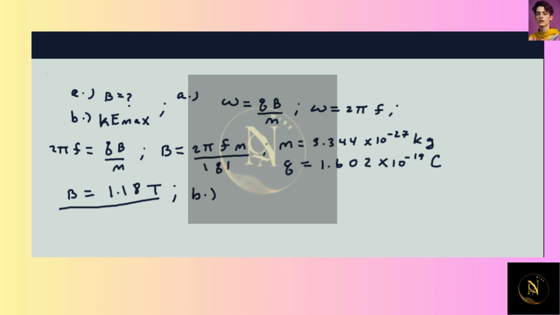Equation 44.8 tells me that K max is equal to q squared B squared R squared divided by 2M. We have a value for q, we have a value for B, and we have a value for R. Let's make sure it's in meters. And it is divided by 2 times the mass, which we have up here. So we have everything else we need. We're going to plug it in.